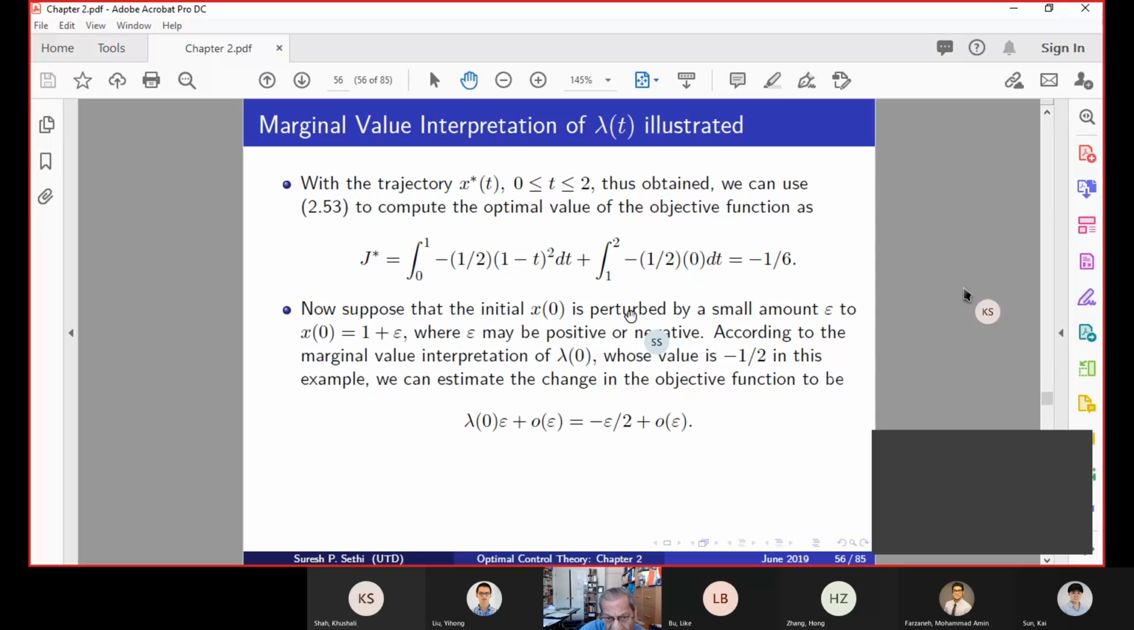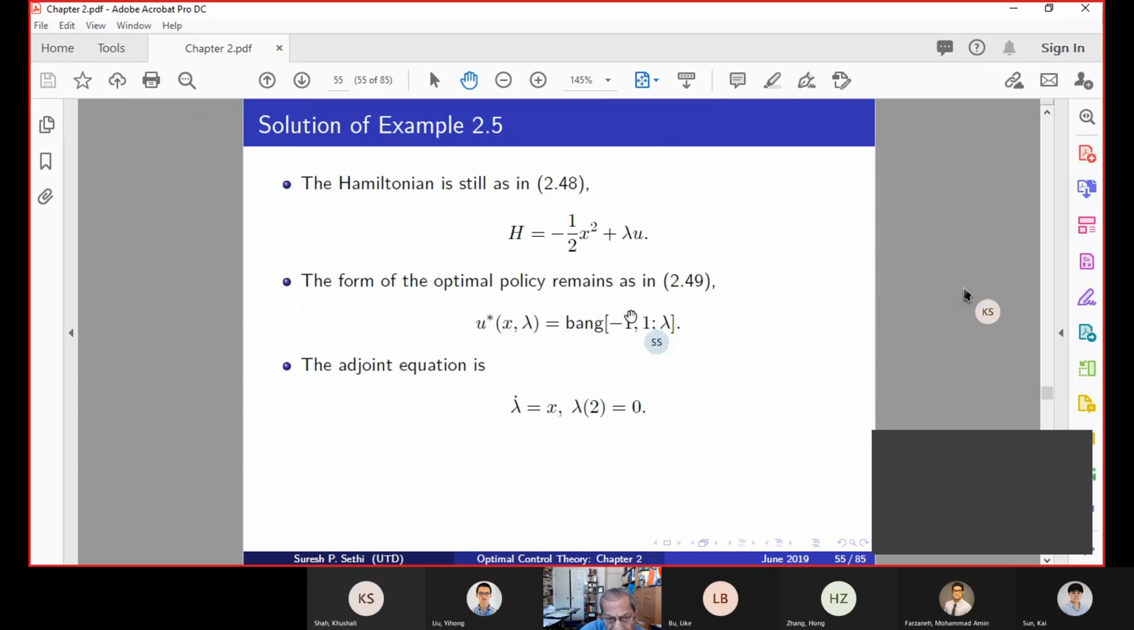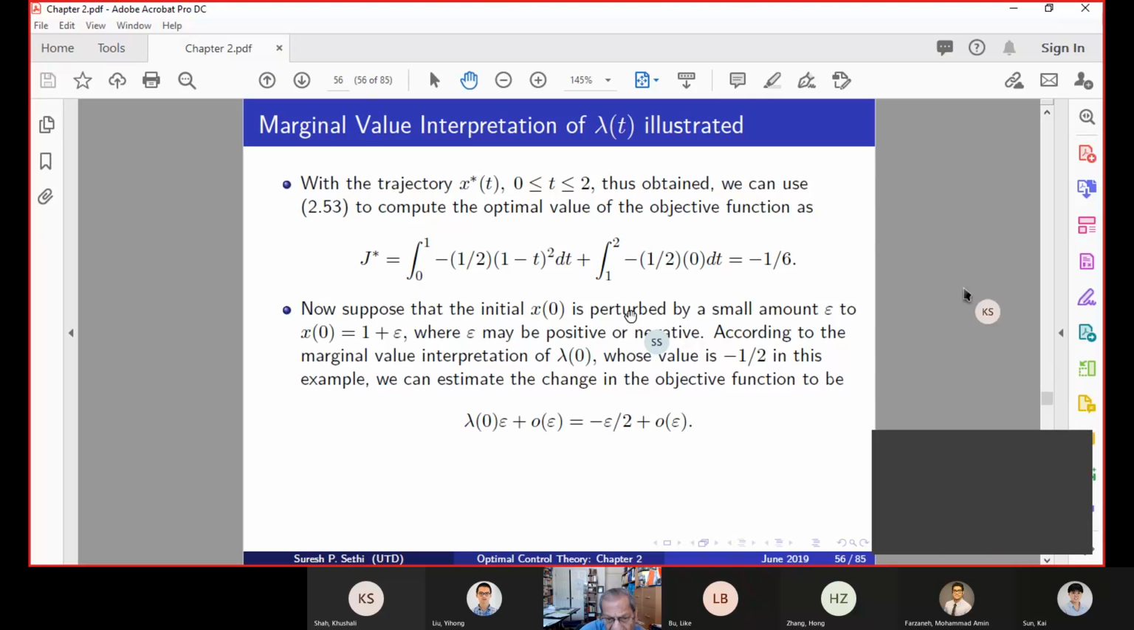I will go very fast on this one. So now what I want to do is change the value of x0 to 1 plus epsilon. And remember now that the value of the objective function at the optimal solution is exactly minus half times the integral of (1 minus t) squared, because x(t) is 1 minus t. I take the integral of that, and it comes to minus 1/6. So that's the value of the objective function.